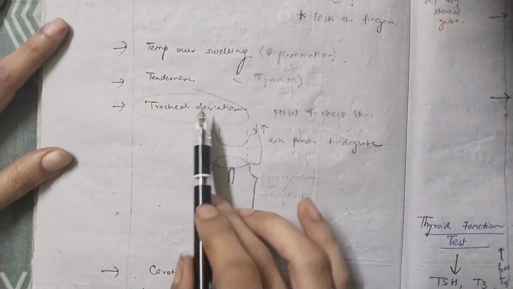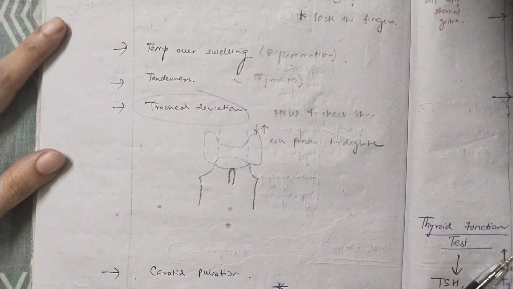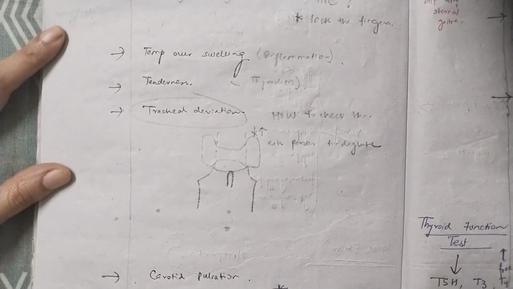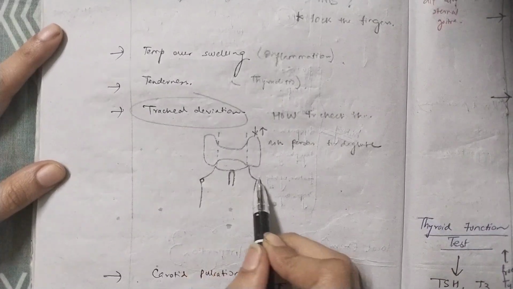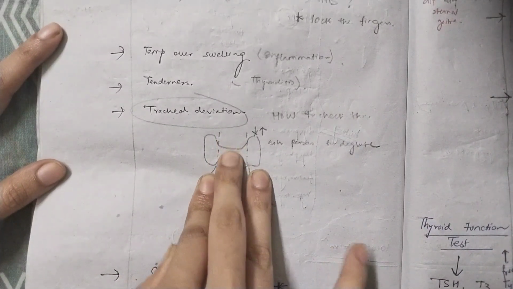Now, you will look for tracheal deviation. With the help of your middle finger, you can look for the tracheal deviation and rest your index and ring fingers on the two sides of the sternoclavicular notch. So if this is the sternoclavicular notch, you will place your fingers like this and then you will look for the tracheal deviation. What else to look for in palpation?